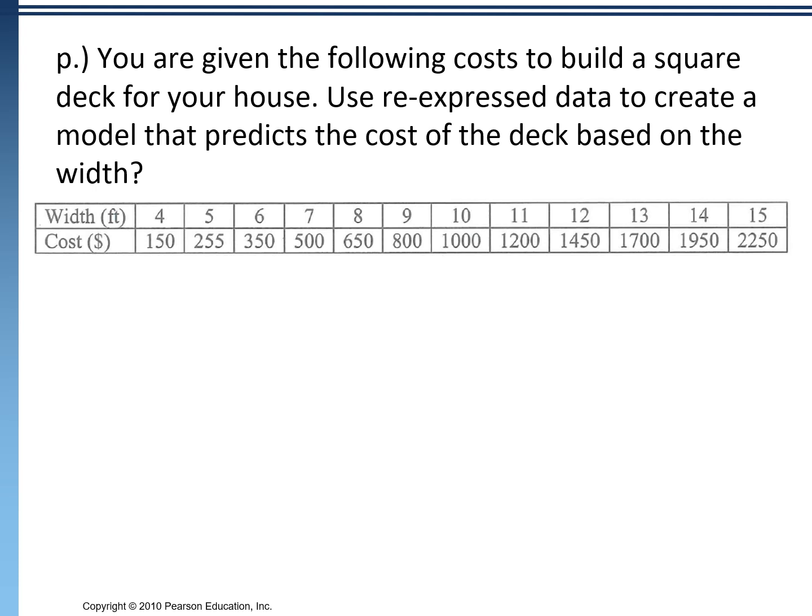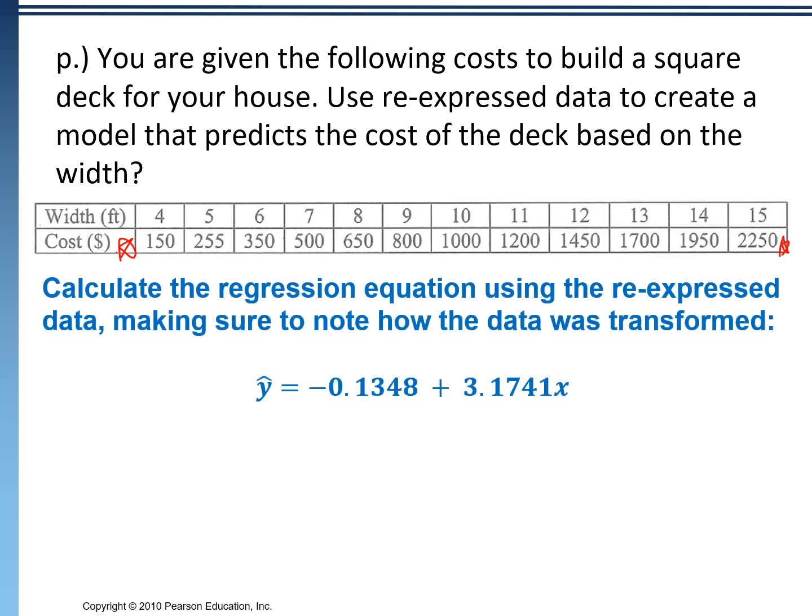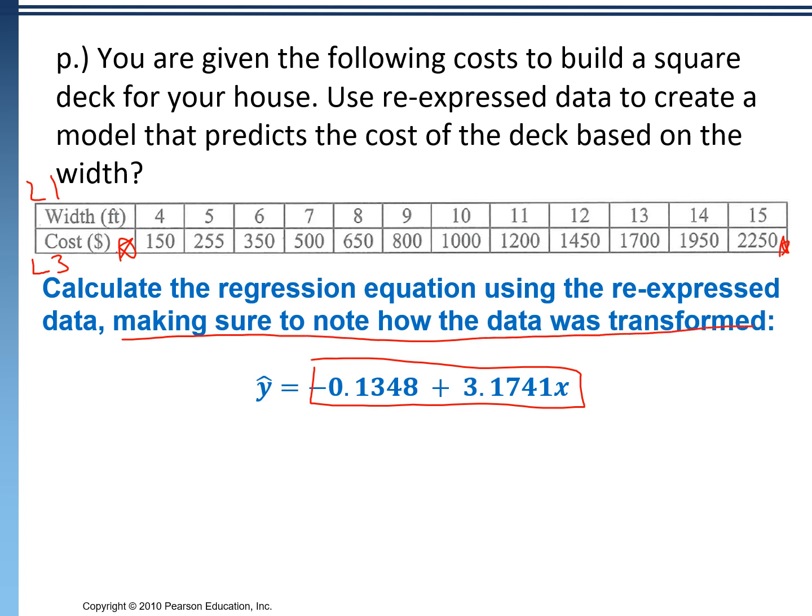In our calculator, these values are now different. We've square rooted 150 through 2250 and made a new list. We're going to run a regression on list 1 and that new list of square rooted values, list 3, and we get this regression equation. When we write this, we need to note how the data was transformed in the actual equation. Our equation came from a data set where we square rooted that y value, so we're going to show it with that y hat being square rooted.